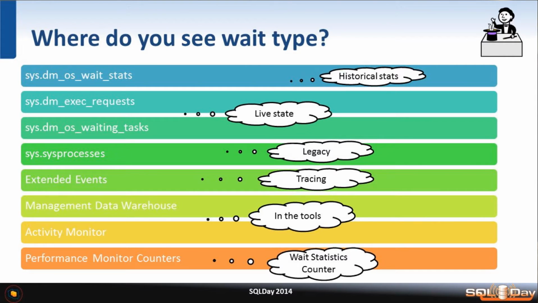Sys processes is a legacy DMV view that you might can use. I don't really use this anymore, but some people like to. Extended events provide some tracing. I'll talk about that at the end of the talk. Management Data Warehouse and Activity Monitor provide a view of waits inside a tool perspective. And finally, there is a wait statistics counter inside Perfmon that you could try to go collect waits over time. So let's stop for a second and look at some of these DMVs.